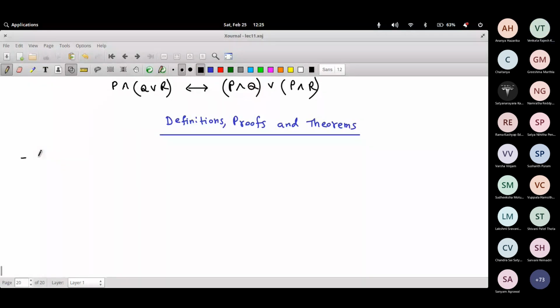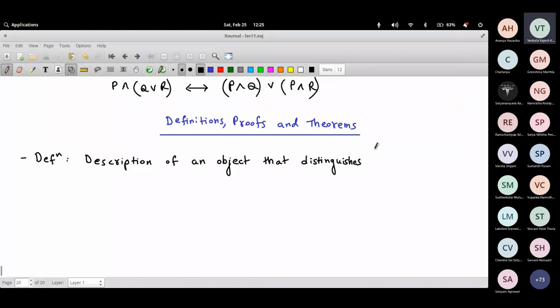All right. So what is a definition? A definition is a description of an object that distinguishes itself from the rest.